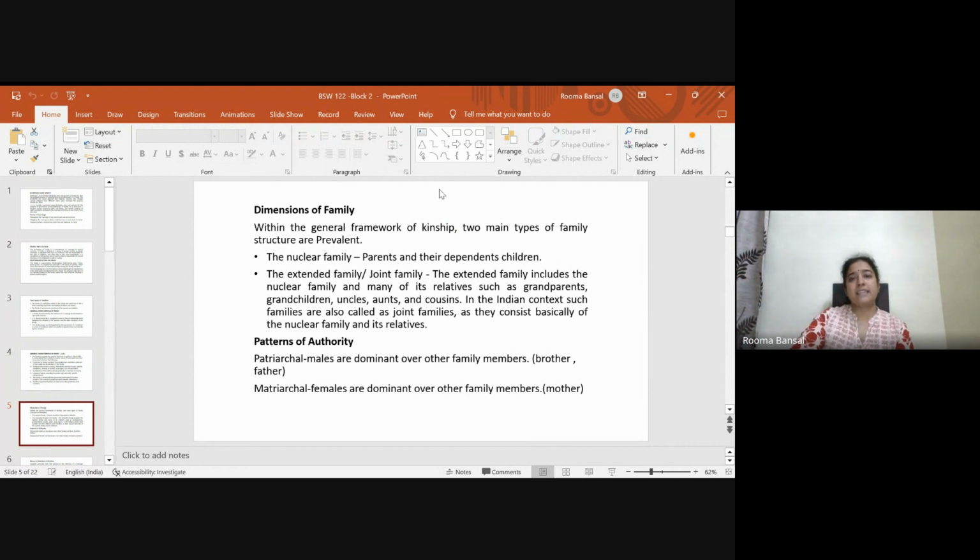Okay, fine. Next is dimensions of family. Here, within the general framework of kinship, two main types of family structures are prevalent. Number one, the nuclear family. It means parents and their dependent children, that is, husband, wife, and their children who are dependent on them. Next is the extended family or joint family. The extended family includes the nuclear family and many of its relatives, such as grandparents, grandchildren, uncles, aunts, and cousins. In the Indian context, such families are also called joint families, as they consist basically of the nuclear family and its relatives, right?